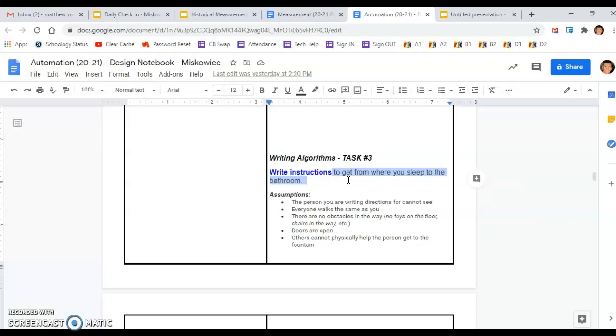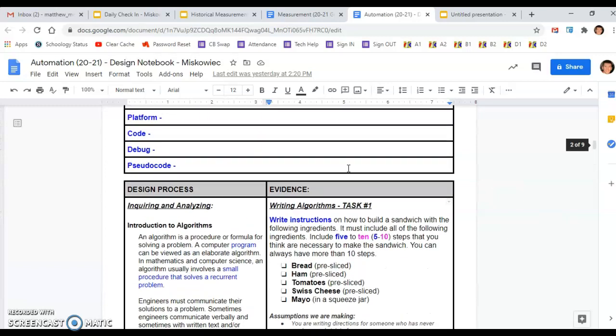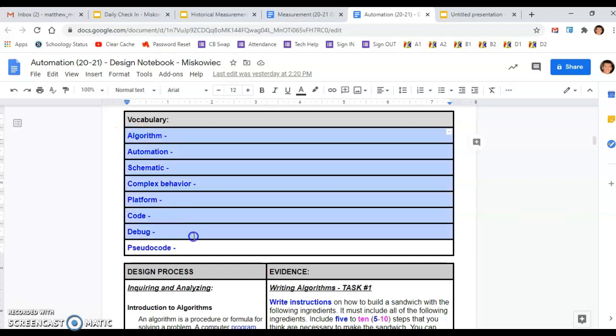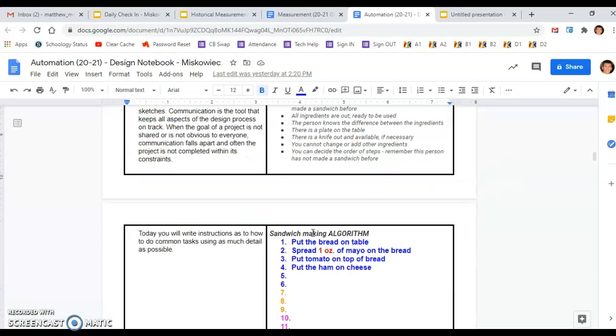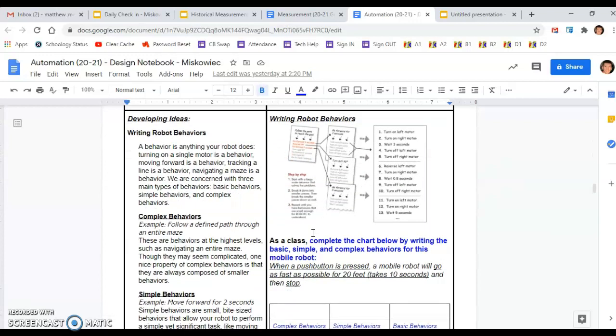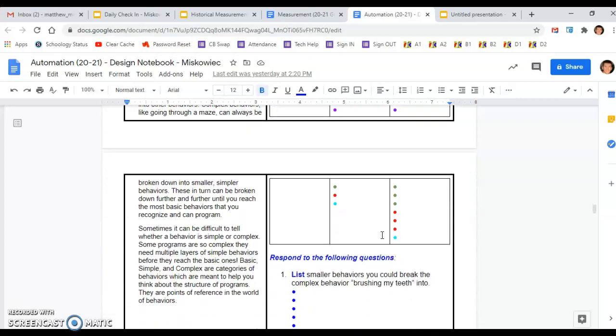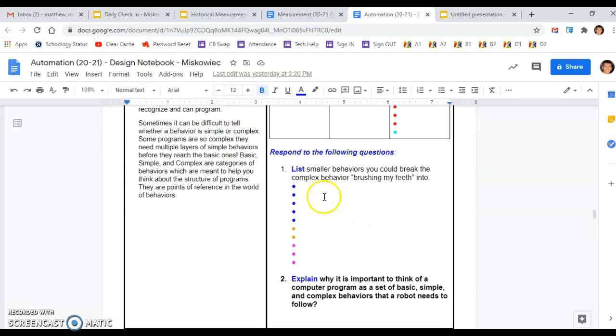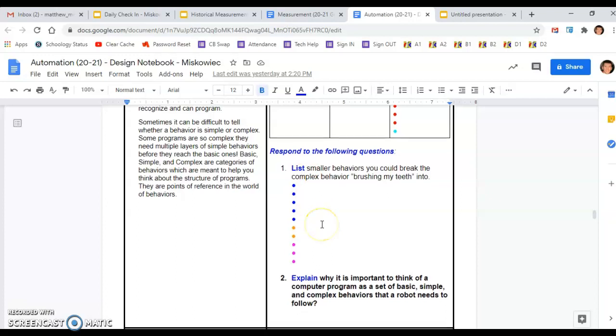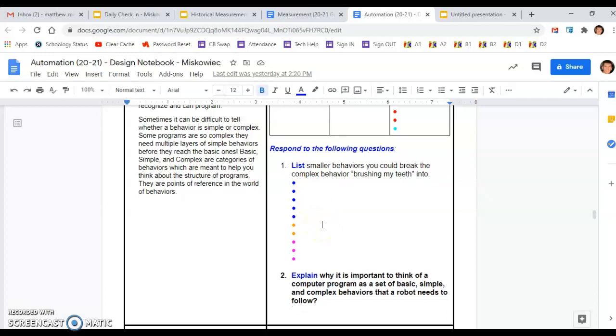That's the grade for inquiring and analyzing. For developing ideas, it was the vocabulary words. You have a definition written in your own words, complete sentences, not just copy and pasted from Google. That'll get you the highest grade for developing ideas, along with all of the notes we took here for complex behaviors, simple behaviors, basic behaviors. That goes down here. That's your second grade, along with these reflection questions. List smaller behaviors you could break the complex behavior brushing my teeth into. And then explain why is it important to think of a computer program as a set of basic, simple, and complex behaviors that a robot needs to follow.